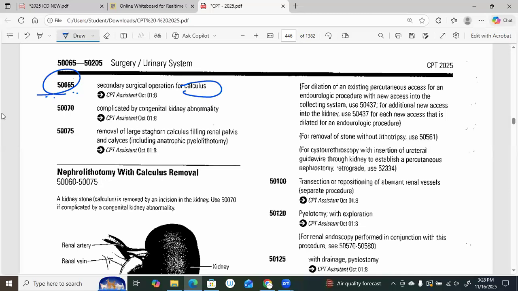And in the last, we have 50075. That is Staghorn calculus. Does anyone know what the Staghorn calculus is? This is Staghorn calculus. Any answers? Okay. Staghorn calculus is a large stone. Basically, it's a large kidney stone which covers the renal pelvis.